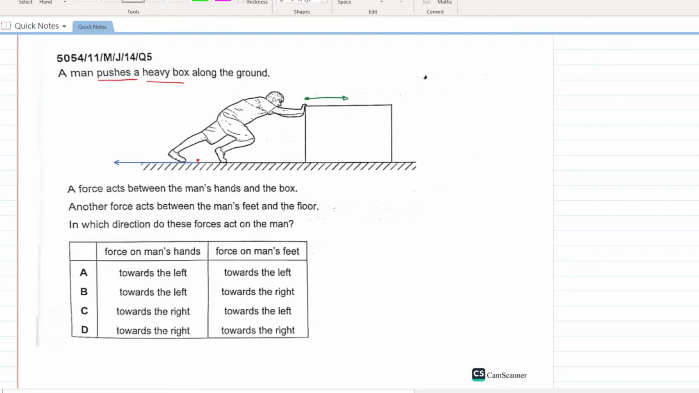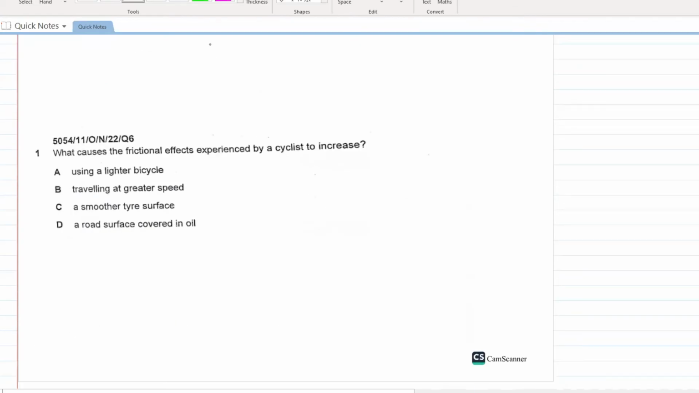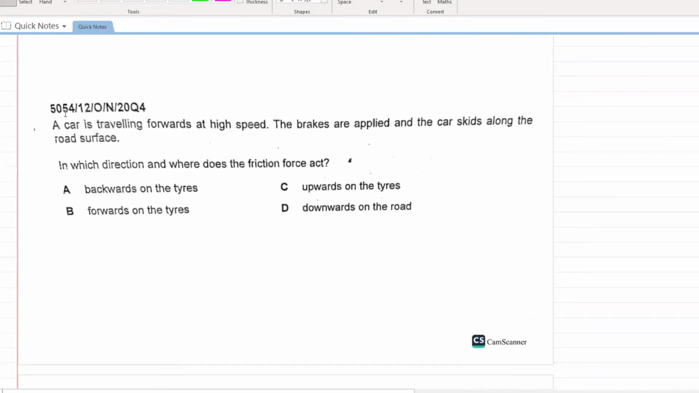So, what do we have to answer? Force on man's hand towards the right. So, we will cancel out A and B. Force on man's feet towards the left. C is your answer. What causes the frictional effects experienced by a cyclist to increase? Okay, what will cause the frictional force on a cyclist to increase? Using a lighter bicycle? No. Traveling at a greater speed? Yes. Frictional forces or resistive forces increase as your speed increases. B is your answer.